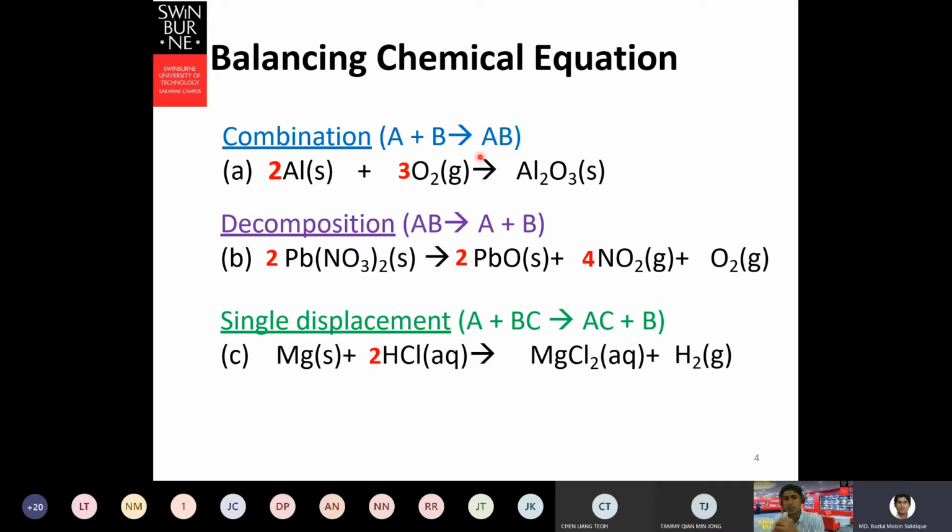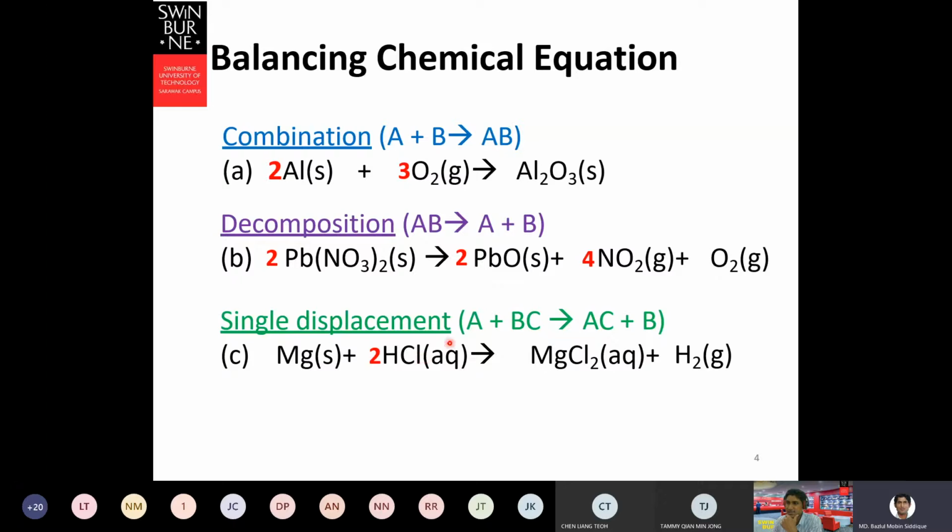Decomposition reaction is just the opposite of combination reaction. In this case, lead nitrate was decomposed or broken down to smaller parts. So in this case, 2 moles of lead nitrate produced 2 moles of lead oxide and 4 moles of nitrogen dioxide and 1 mole of oxygen gas. Okay, so this is the decomposition. It just breaks down into smaller parts.